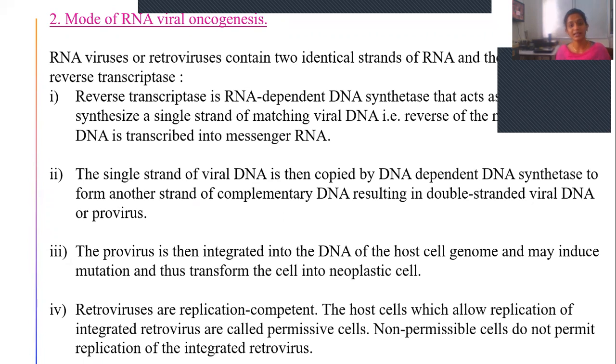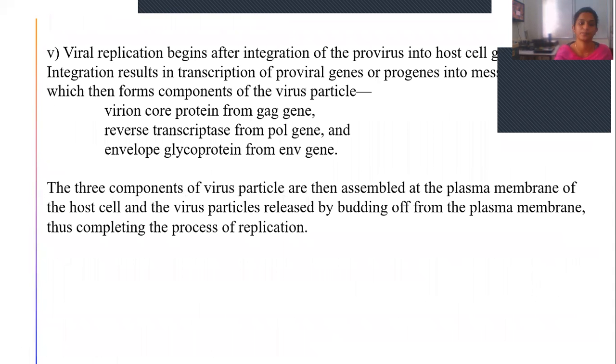During this process, replication will take place and formation of new neoplastic cells will be done. Retroviruses are replication competent. The host cells which allow replication of the integrated virus are called permissive cells. As they permit replication, they are called permissive cells. Non-permissive cells do not permit replication of integrated retrovirus. Non-permissive cells will not allow this RNA virus to enter into the host cell.